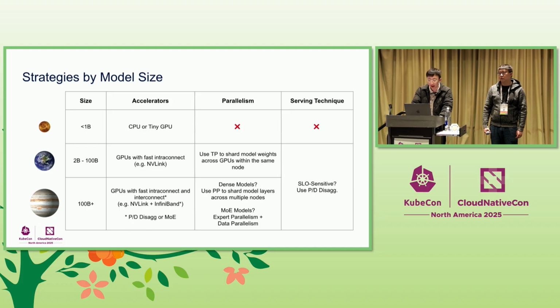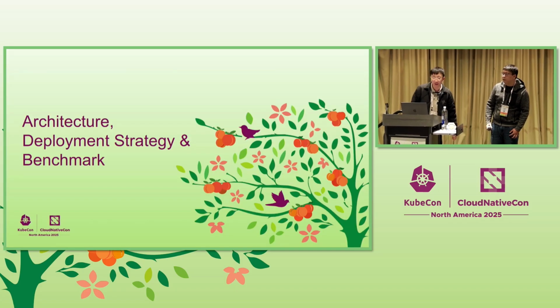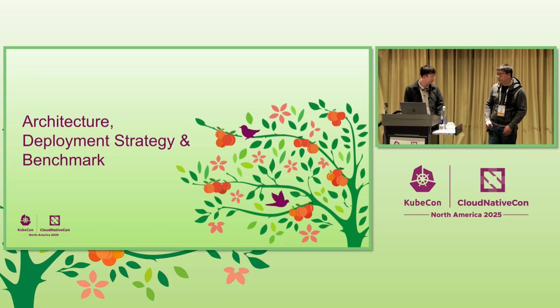And for the absolute monsters, 100 billion plus parameter models, you'll need it all. You'll need multiple nodes with fast interconnects. For dense models like Llama 405B, you'll need pipeline parallelism to shard layers across nodes. And for mixture of experts models like DeepSeek or Kimi K2 Thinking, you'll need expert parallelism and fast interconnects like InfiniBand. And now I'm going to pass to Jiaxin to talk about architecture, deployment strategy, and benchmarks.